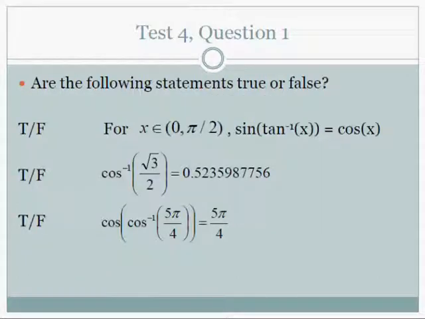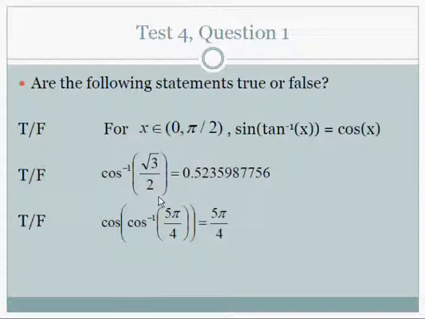Like before, I had some true-false questions. Again, just simple true or false. I did not require students to provide an explanation for the answer. I just asked them, is this thing true or false? Our first one: if we had a value of x between 0 and pi over 2, is it true that if you take the sine of the inverse tangent of x, then that's just the cosine of x? Is that a true thing?